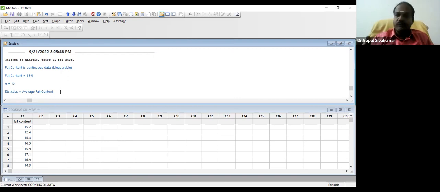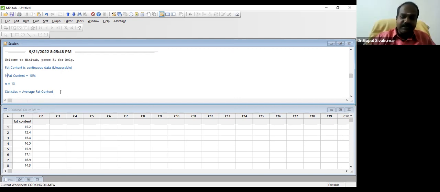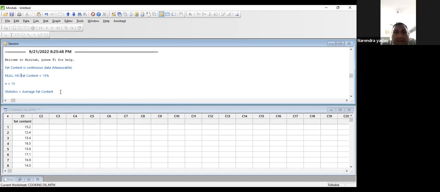What is the belief so far in my company? I am a big brand. I produce cooking oil bottles. What is the belief so far? That the fat content is 15%. Your belief is the null hypothesis. Everyone in the company believes that the process is going on correctly. That is the null hypothesis. Am I correct? Yes, sir.